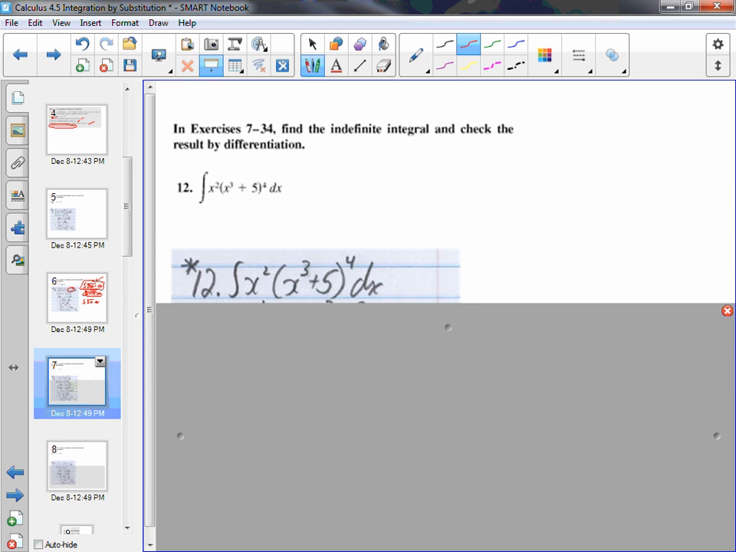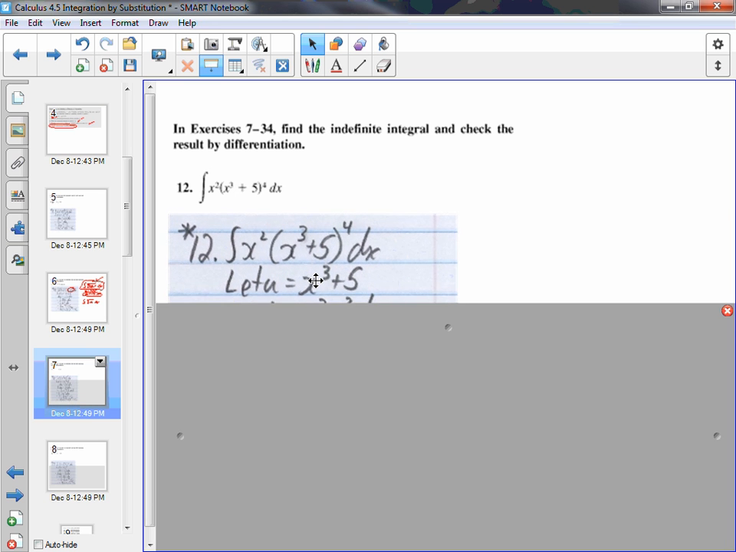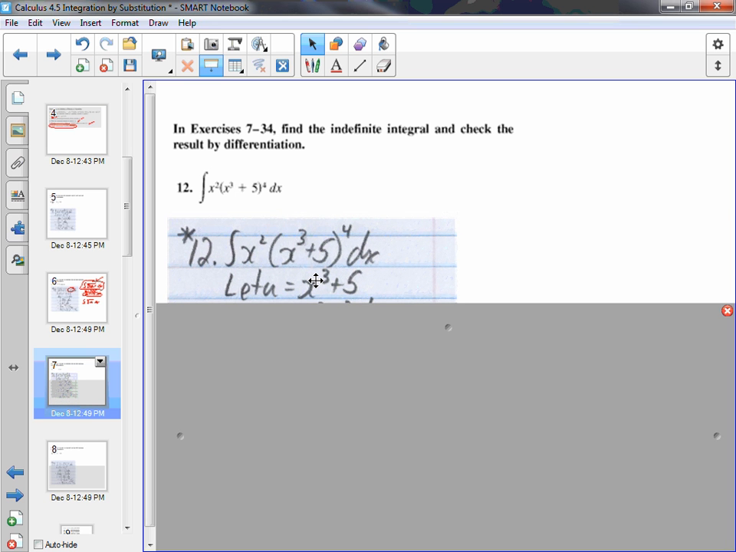Number 12. All right, what's your guess for u to equal? I'm going to guess x cubed plus 5. And it's an educated guess, but it is a guess. So I'm going to let u equal x cubed plus 5.